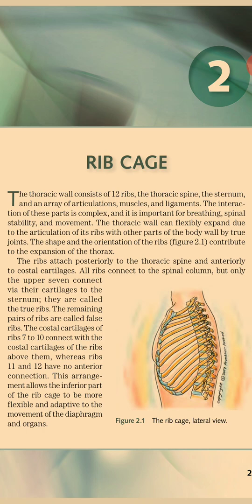The costal cartilages of ribs 7 to 10 connect with the costal cartilages of the ribs above them, whereas ribs 11 and 12 have no anterior connection. This arrangement allows the inferior part of the rib cage to be more flexible and adaptive to the movement of the diaphragm and organs.